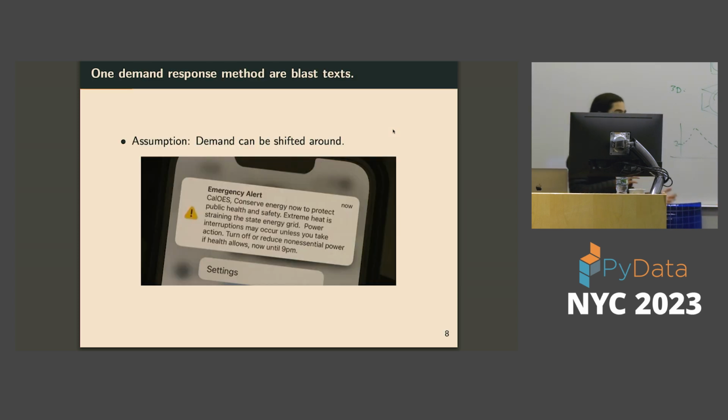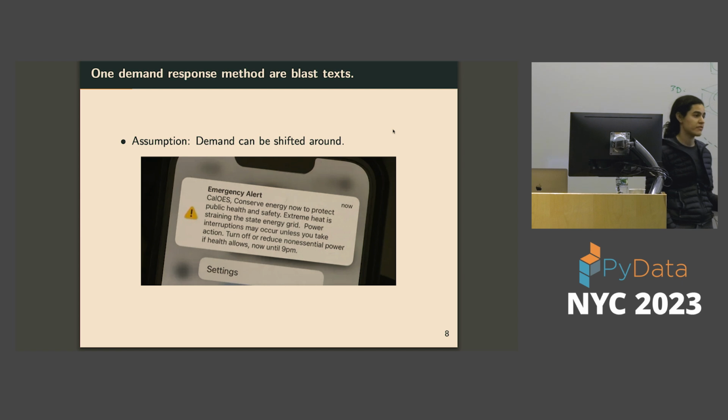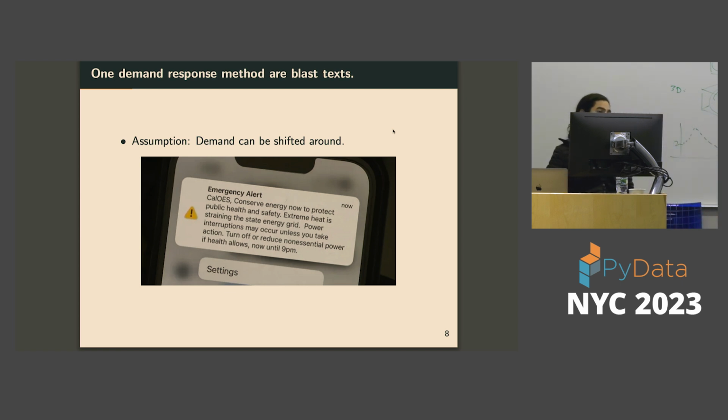Demand response can take different forms. You've seen this old school method of demand response. It's those blast texts that you may have gotten on a hot day. Implicit in this assumption in demand response is that there's some fraction of the demand on the grid that can be shifted around, right? So we just need to use some tool to incentivize people to shift some of that demand around.